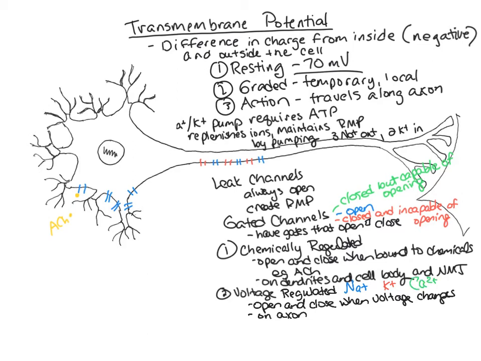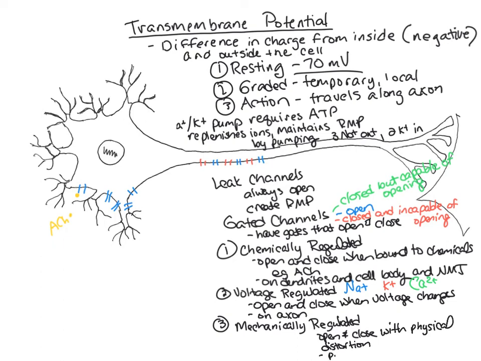The third classification of gated channels are mechanically gated channels that open and close in response to physical distortion of the dendrites or of the cell membrane surface. So these channels are important with sensory receptors for touch, pressure, vibration, where something is mechanically, physically touching or pressing on the dendrites or the cell membrane.